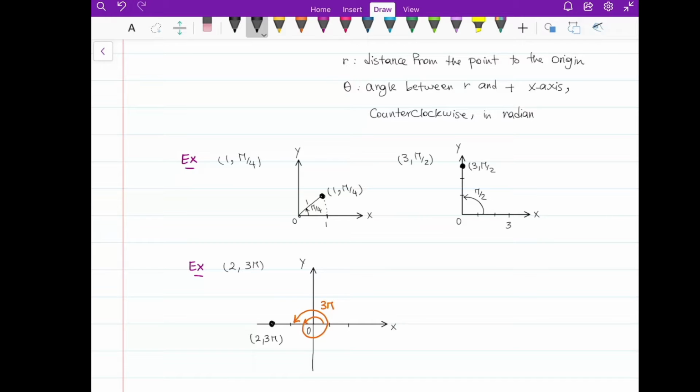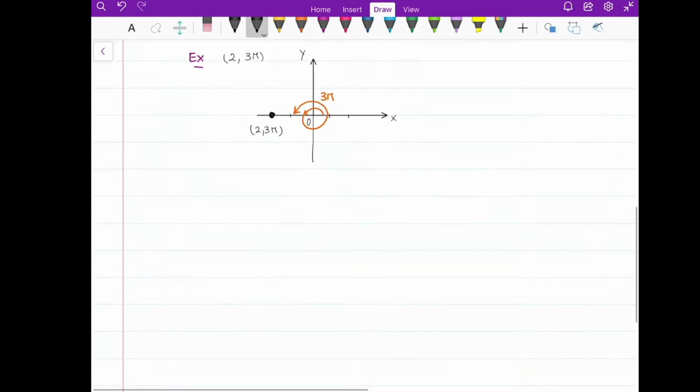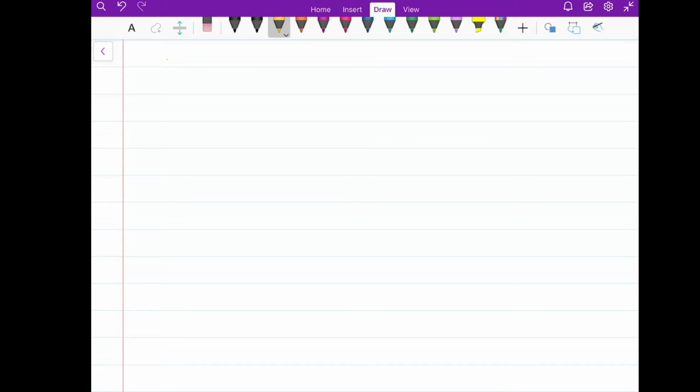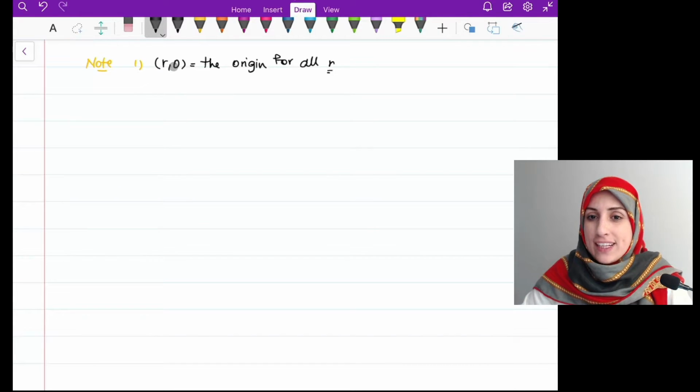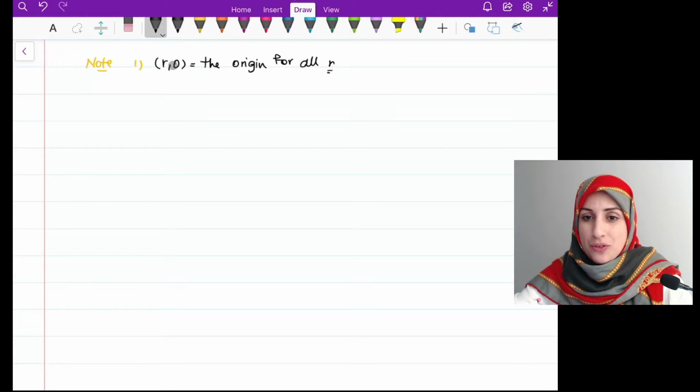Okay, so let me give you a small note. The first note is this one: r and 0 is basically the origin for all r, for all the numbers r. For example, 1 and 0 would be the origin because the angle is 0. 2 and 0 is the origin, 3 and 0, everything. For all r, if we have the angle 0, by convention we say that it's the origin.